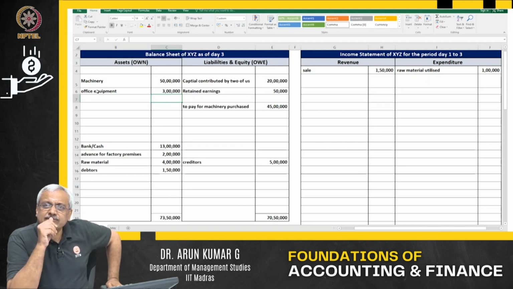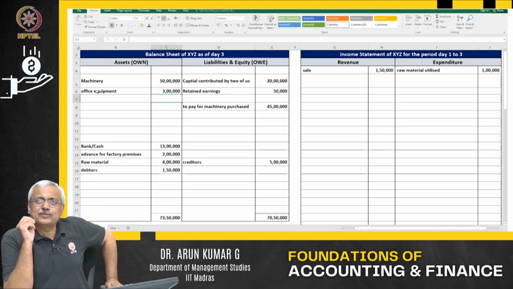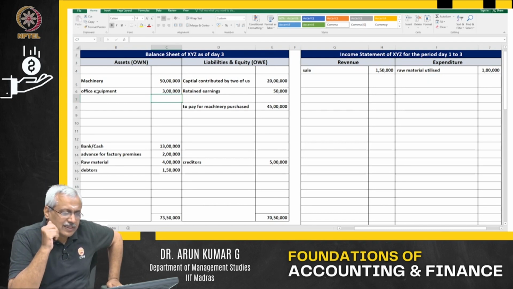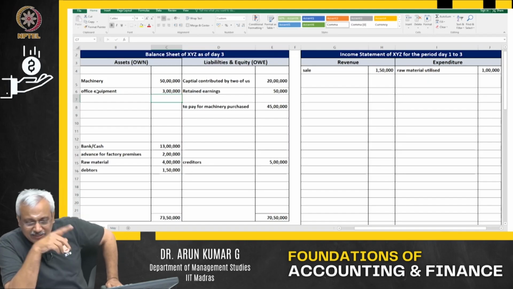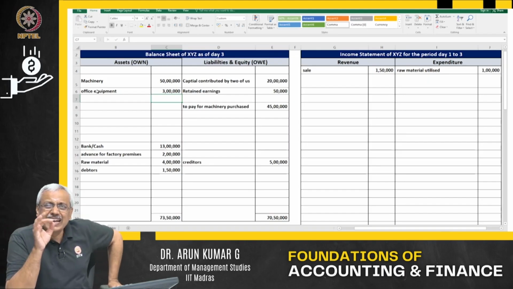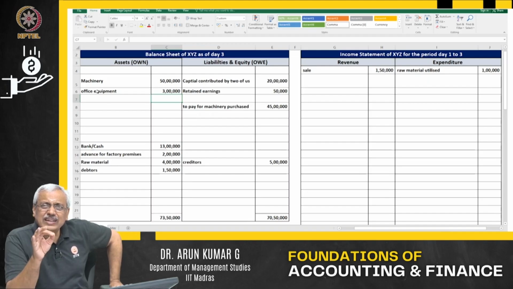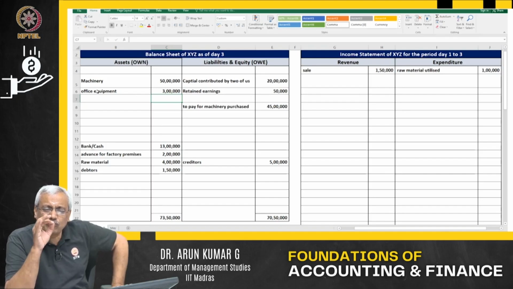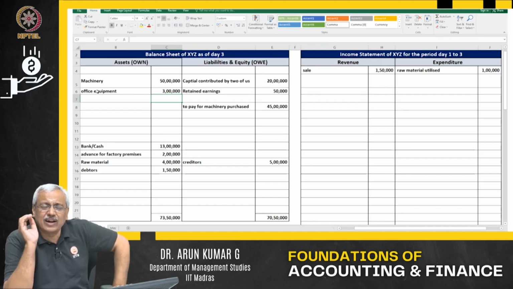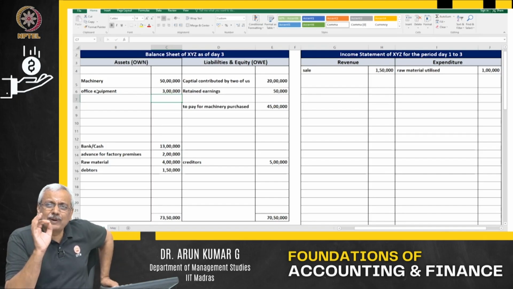Now what is happening? Sir, is it not an expenditure? There is a question. Why are you writing it as an asset? Is it not an expenditure? Expenditure occurs only when you have enjoyed the benefits of the money that is spent out there.